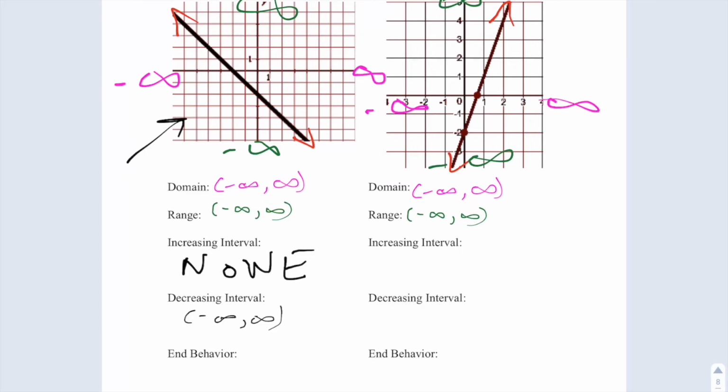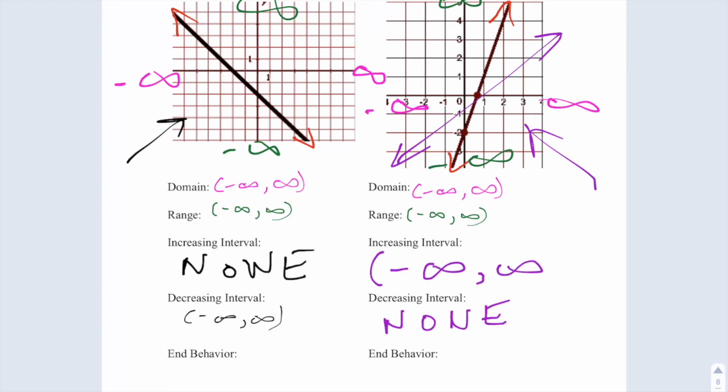In the second graph, this graph is not slanting down, it's slanting up going left to right. So that means there is an increasing interval, but there is no decreasing interval. So we can say none for the decreasing interval. In the increasing interval, again, intervals deal with x values. So you're going to do something similar to the domain, which is negative infinity to positive infinity. And that is the increasing interval.